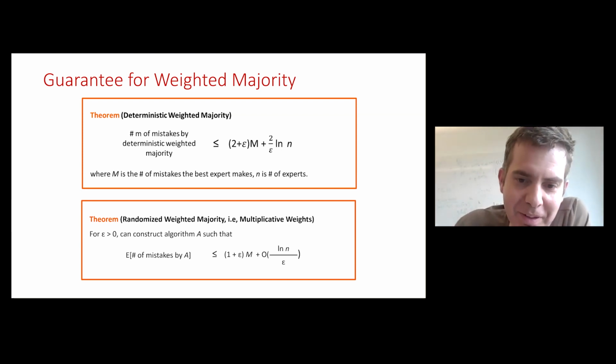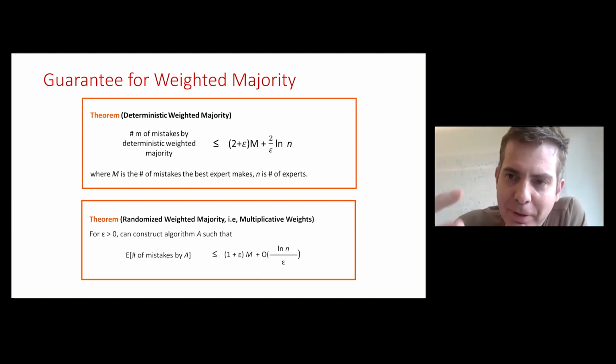So this is giving 1 plus epsilon, and if you set epsilon very tiny, then you have a very small additive number of additional mistakes.